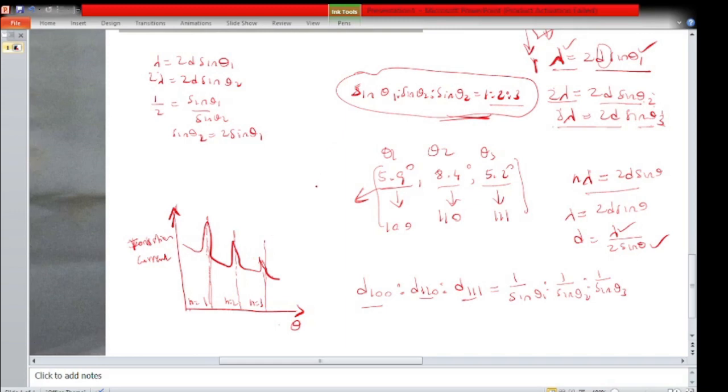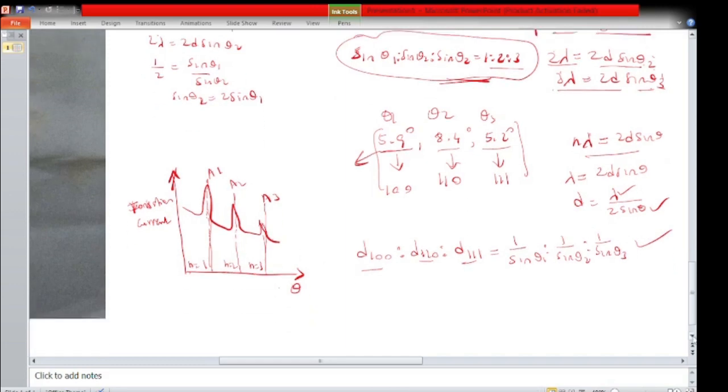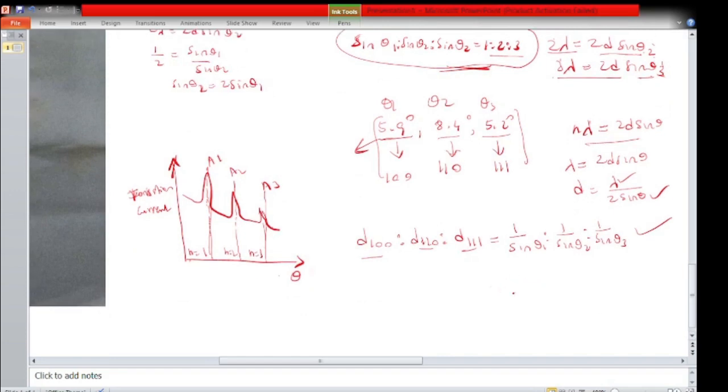Okay, so in order you can see this is a 1, this is a 2, and this is a 3. Okay, now if you take these ratios, what will be the values? Then the values you can easily get by substituting those sines.